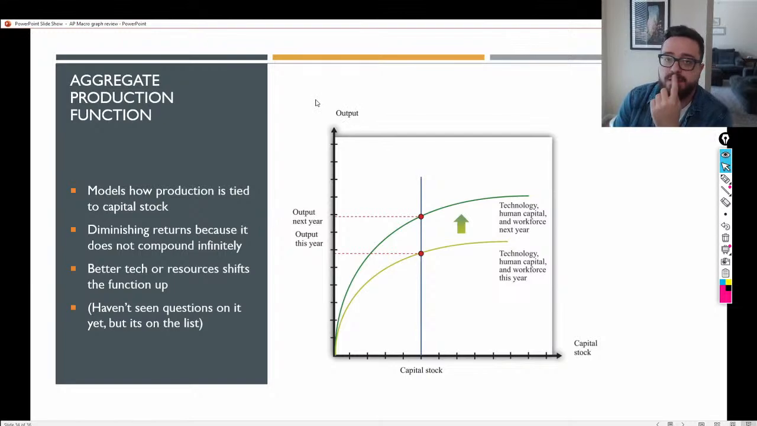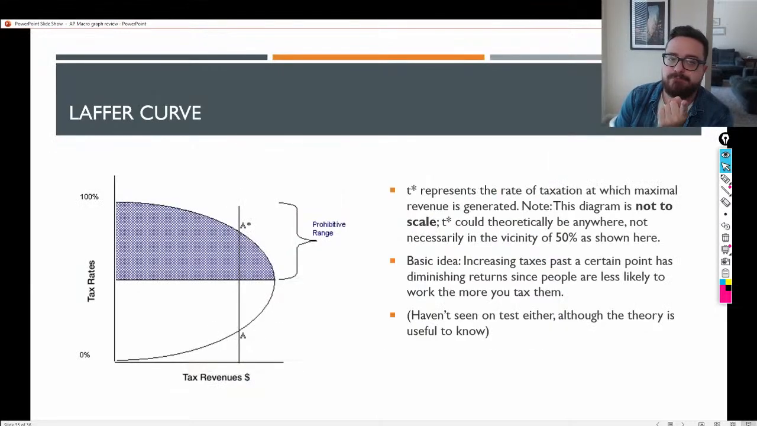Okay, the last thing. Promise me you don't get freaked out. I never showed you this because they've never asked about it. They've never even mentioned that they were going to ask about it on the macro exam. They've asked about it on micro. They haven't asked about it on macro.